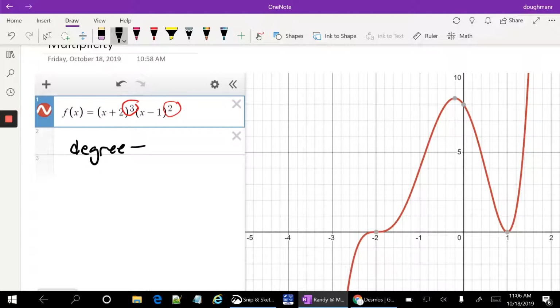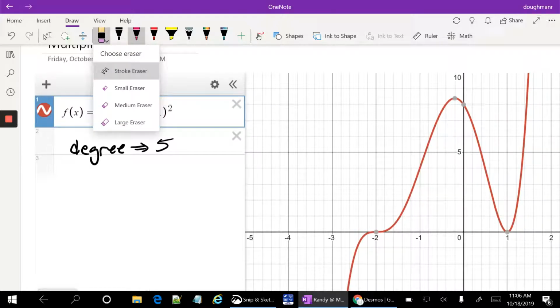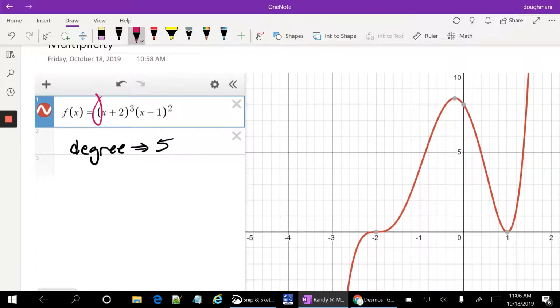So in order to find the degree, you just add up all the exponents, how many terms we have. So the degree is 5. The other thing I'm looking at is the leading coefficient, and we should see the leading coefficient is 1, or positive. So a is what we've been using for the leading coefficient. So we know that we have a fifth degree polynomial and a is greater than 0.